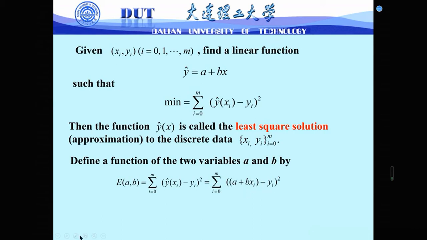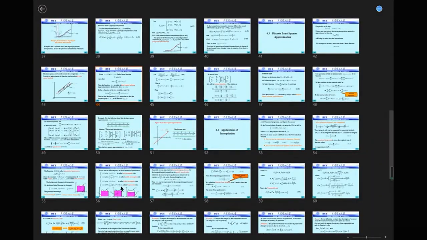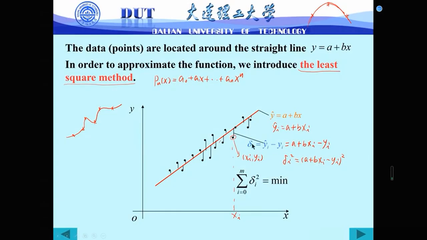It's okay? So here, by the figure, we just write here, this is delta i, right? Yi hat minus yi. So yi hat equals a plus bxi. So the delta i is the difference. Okay?